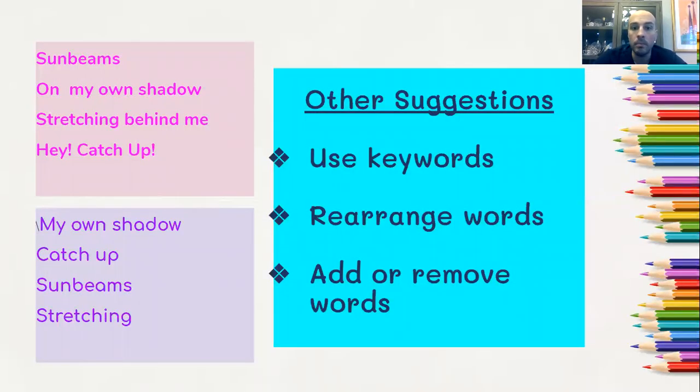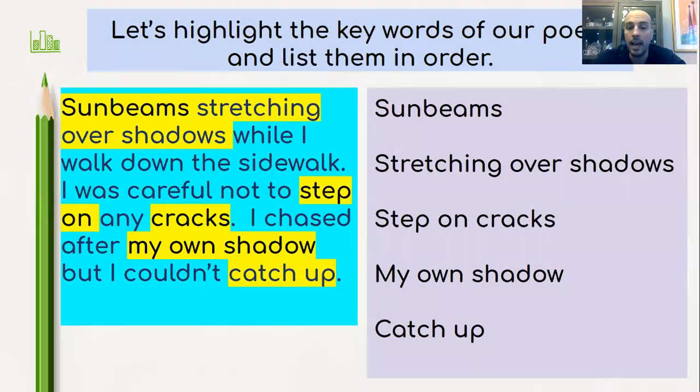So now I basically have a new poem. Sunbeams, stretching over shadows, step on cracks, my own shadow, catch up. It's giving you the same idea as the original version, but now it has line breaks, it has places where I can stop, it creates rhythm, and it gives you time to kind of step back and think about what exactly the poem is really about.